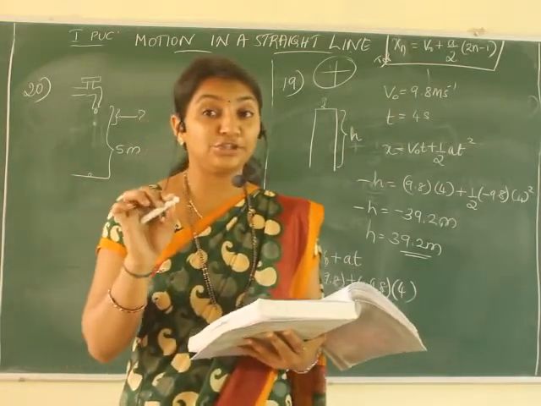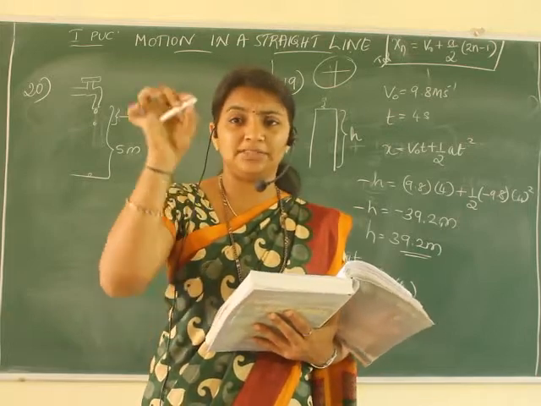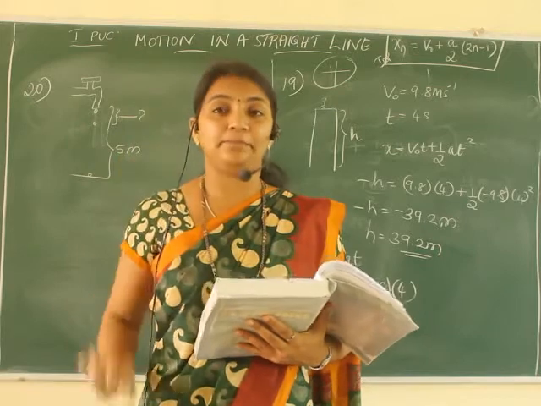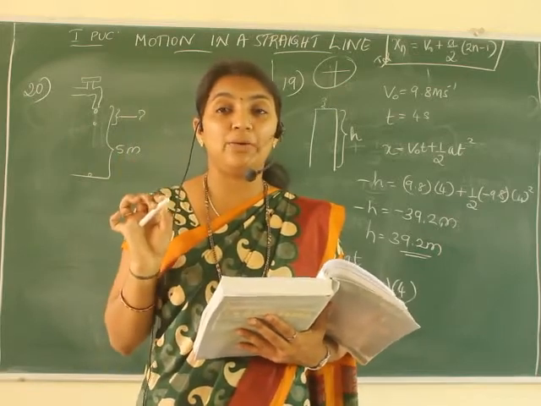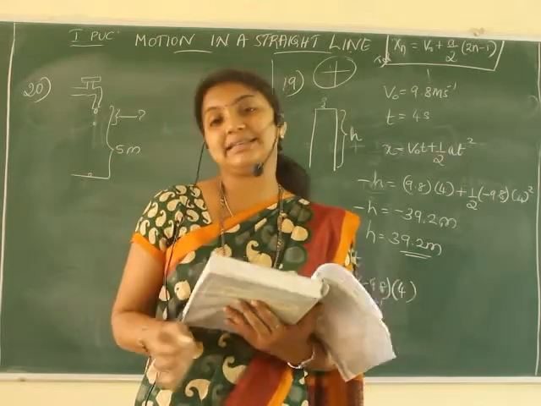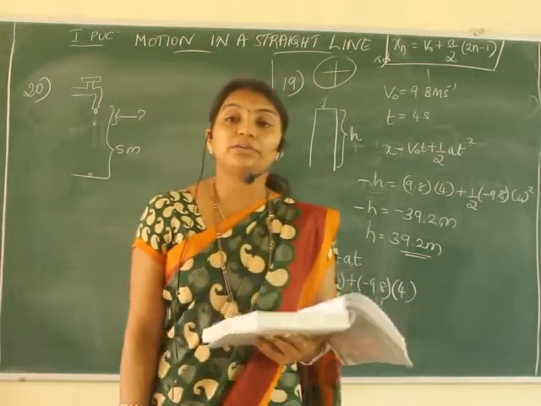See, the first drop should just touch the ground, the second drop should be somewhere in between, and the third drop should just leave the tap. So what is the height of the second drop at that instant? You have to calculate. So what do we have to do?